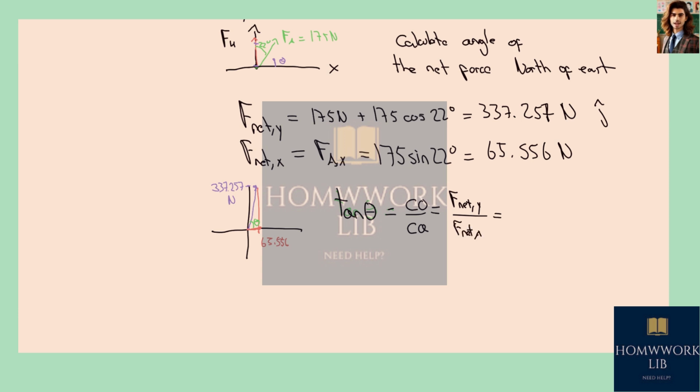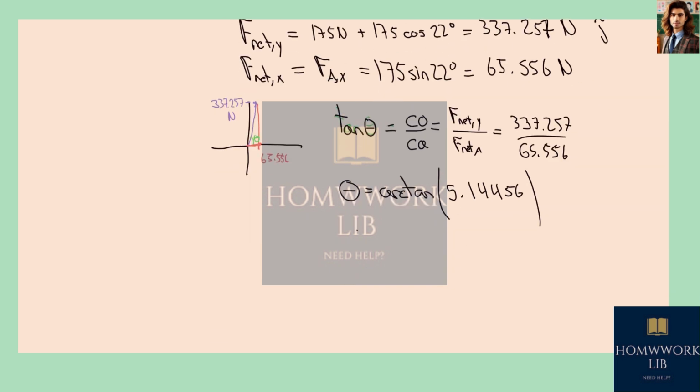of the net force. So this is going to be 337.257 divided by 65.556. So theta would be equal to arctangent of 5.14456. I'm going to put all of the values into the calculator to give the result in degrees. So our arctangent of this value is 79 degrees.